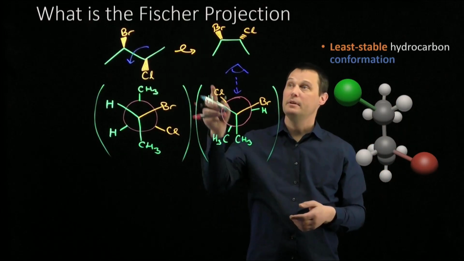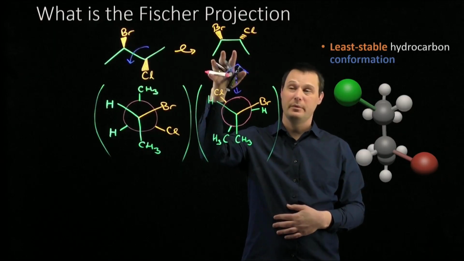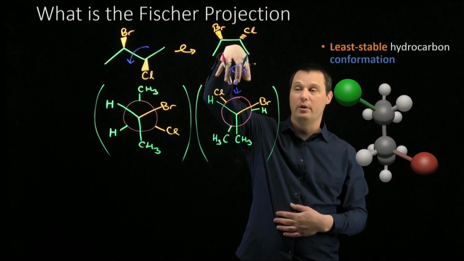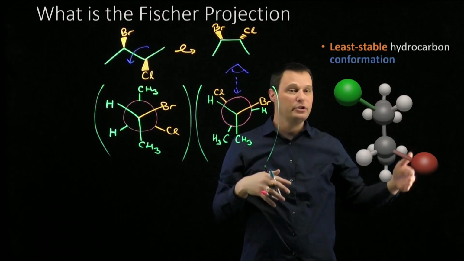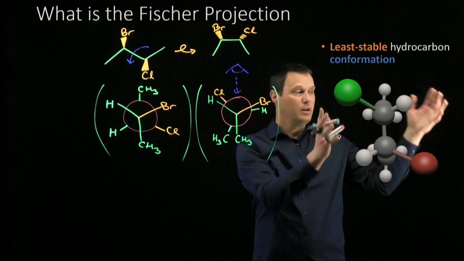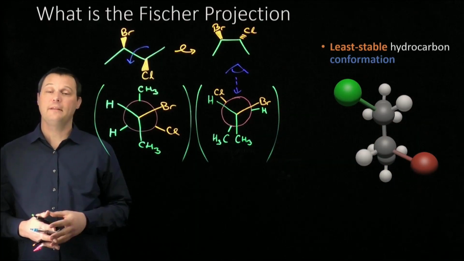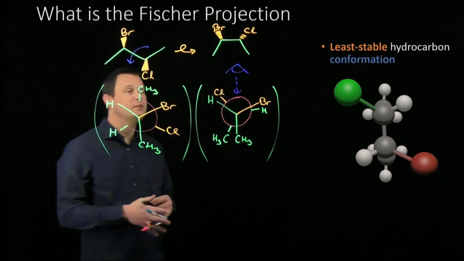The Fischer projection is the perspective of the molecule where all of the alkyl groups are eclipsed to each other. And then we orient our perspective from looking down on the top of the molecule with that carbon chain in the vertical backbone and all of those alkyl groups pointing away from us and all the peripheral atoms pointing towards us.